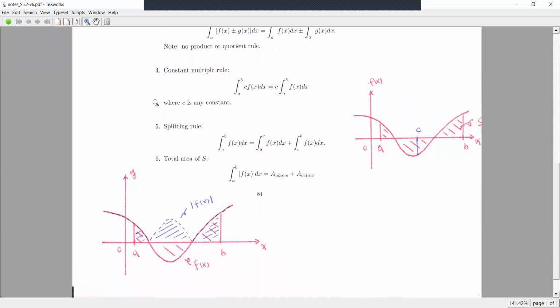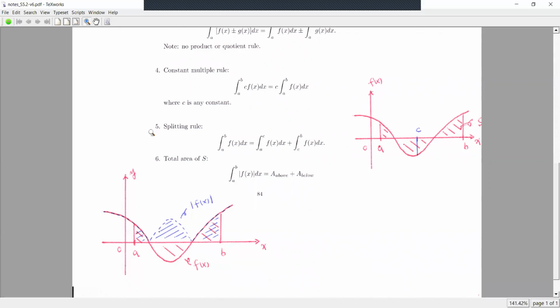Property number four. Take the integral of a constant times a function. It is equal to the constant times the integral. That means that we can move the constant c outside the integral.